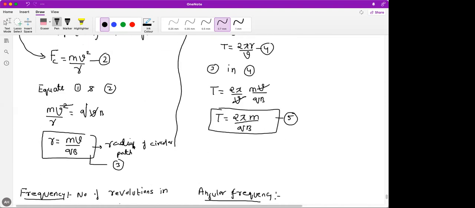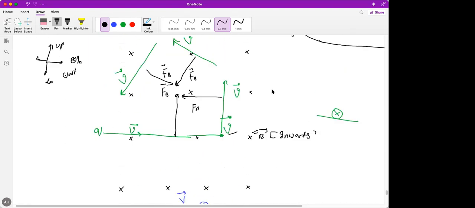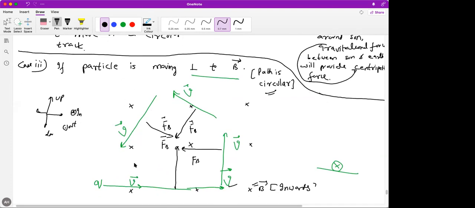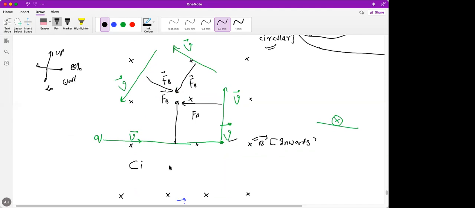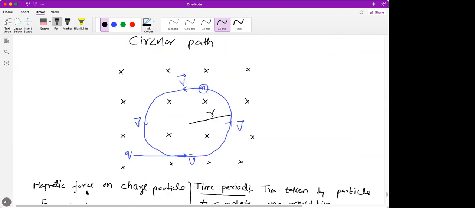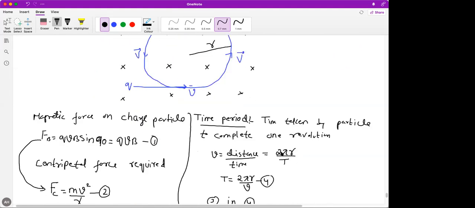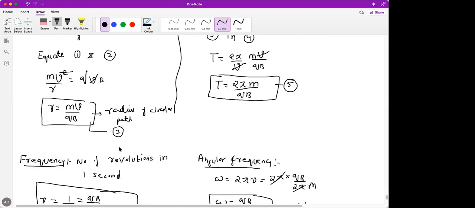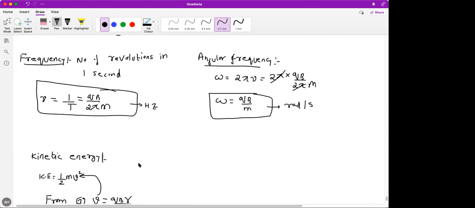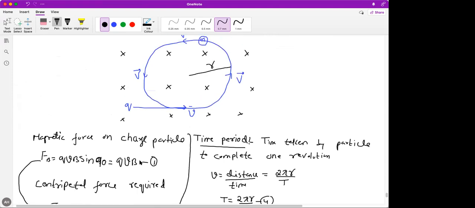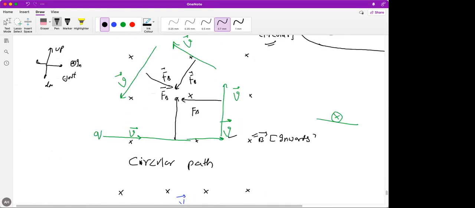So if a charged particle is moving perpendicular to magnetic field, then its path would be circular. So if particle has circular path, then you will calculate the radius of the path. You will calculate the time period, time taken to complete one revolution. You will calculate frequency, angular frequency, and the kinetic energy of the particle. Note it down.